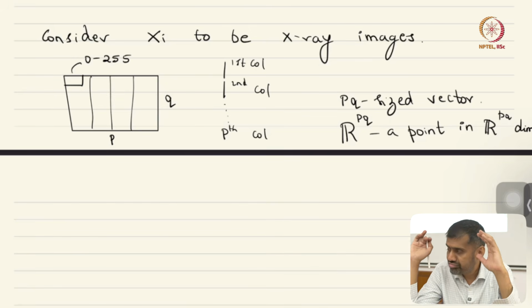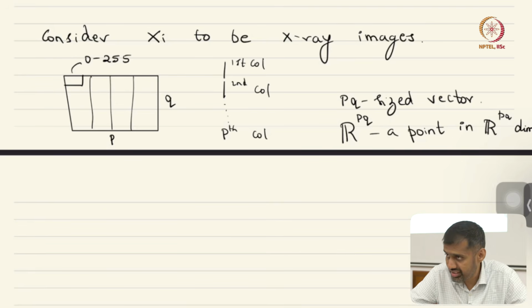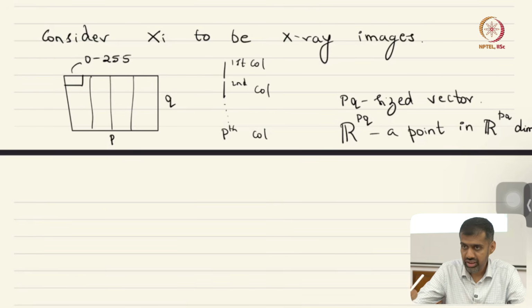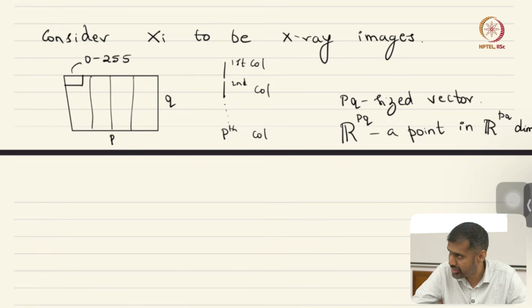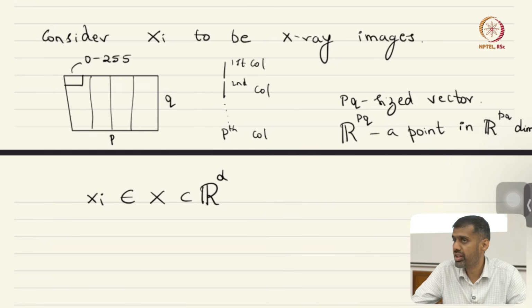So for people who want their memories to be refreshed, a Euclidean space is an extension of the two-dimensional Cartesian plane. In a two-dimensional Cartesian plane you have two numbers, in three dimensions you have three numbers, in n dimensions you have n numbers. As human beings we can't visualize anything beyond three dimensions, of course, but this is a point in some PQ dimensional space. I will generalize that going forward and say that every xi in the set that I have is actually a point in some d dimensional Euclidean space. This is the notation that I will be using.